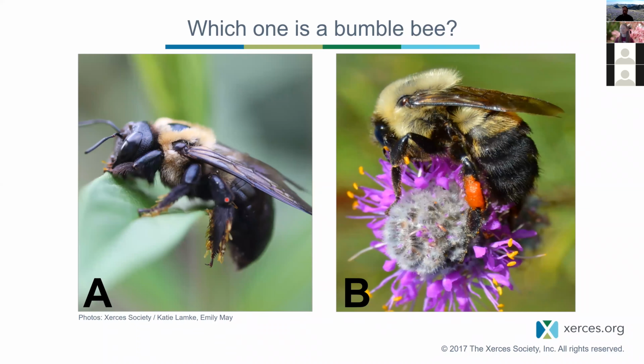So carpenter bees are warm weather specialists. We find more species the further south we go, at least to the equator. And then bumblebees are more cold weather specialists, so we're going to find them in our more temperate areas.